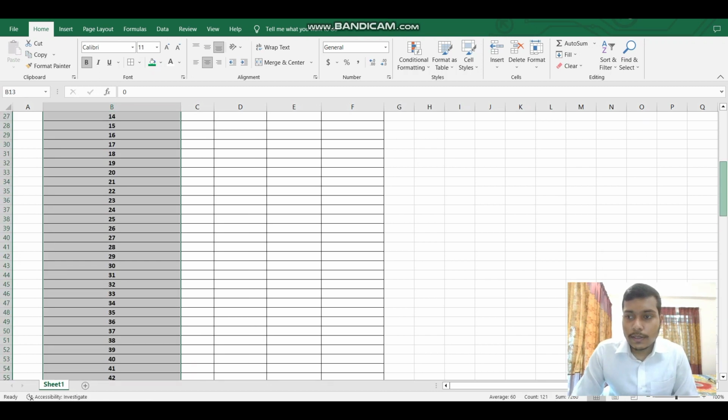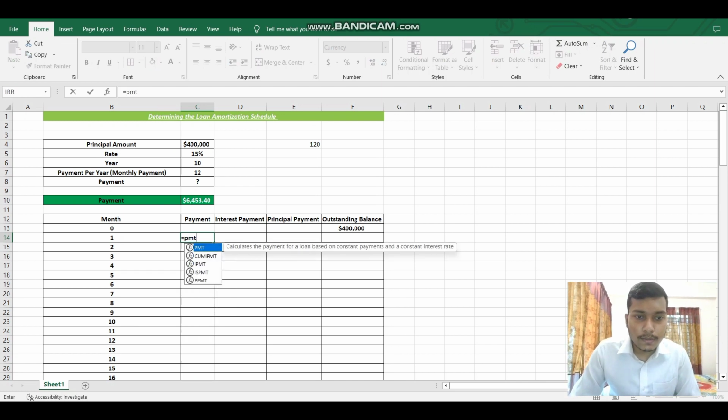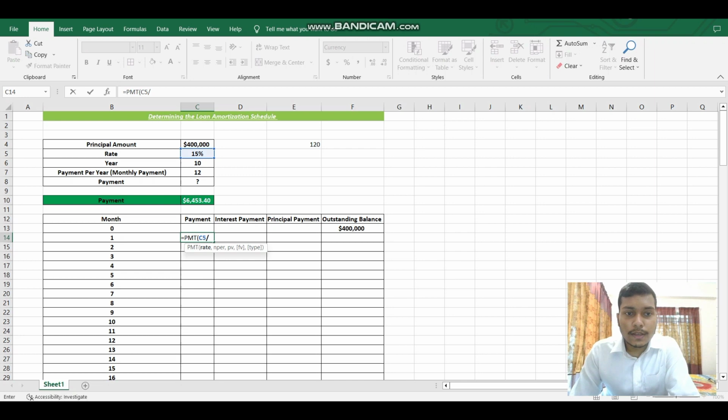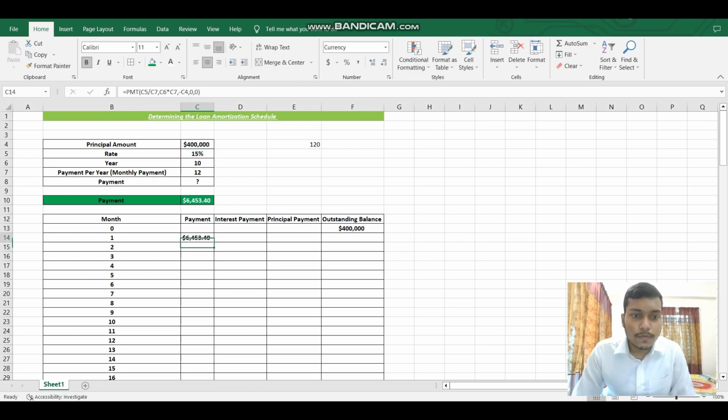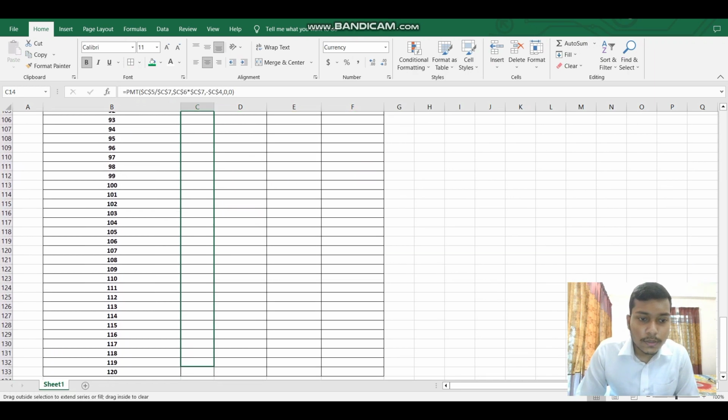Now I'm going to calculate payments. So month 1, put an equal sign, then type PMT, then double click, then rate divided by monthly payment, put a comma, then select year multiplied by monthly payment, put a comma, then put minus and click on principal amount, put a comma, type 0, put a comma, type 0 again, close the bracket and press the enter key. So this is the payment of month 1. If you want to know the payment of month 2 to month 120, at first you have to put a dollar sign here, and then take it up to 120.